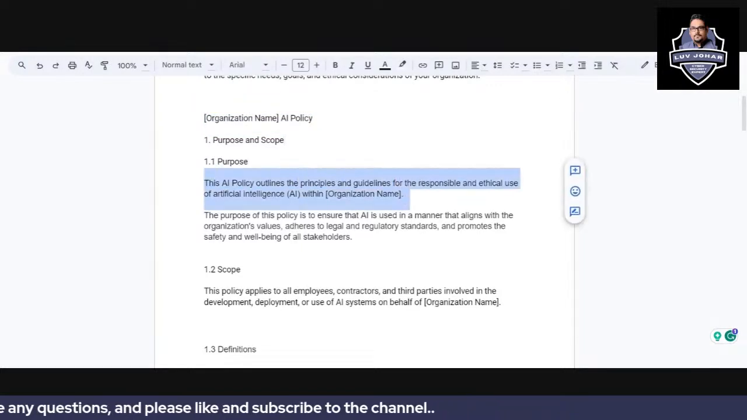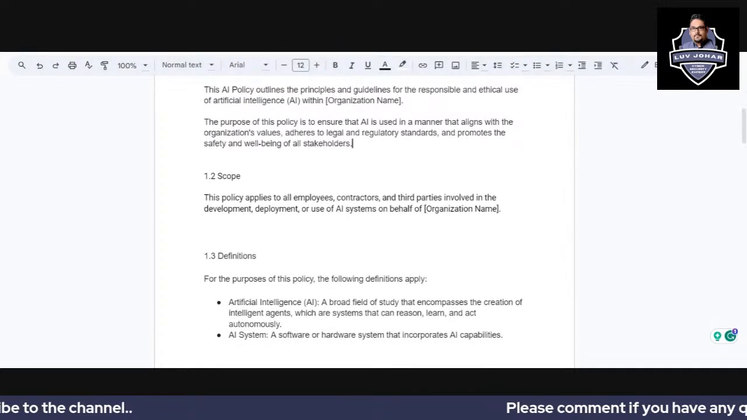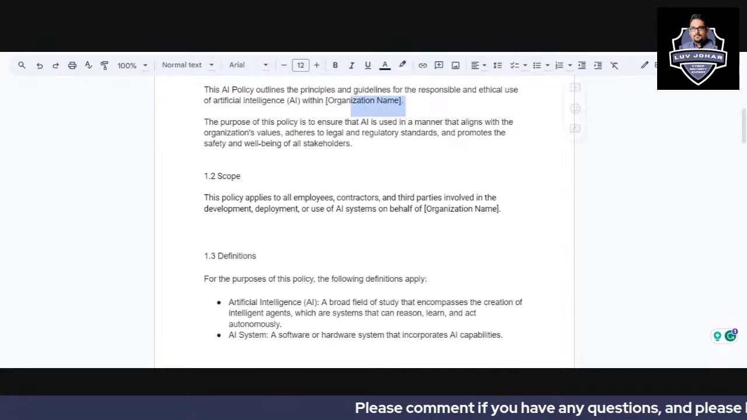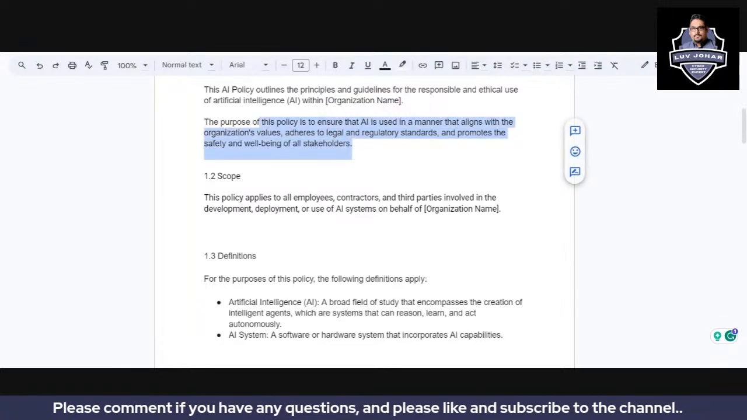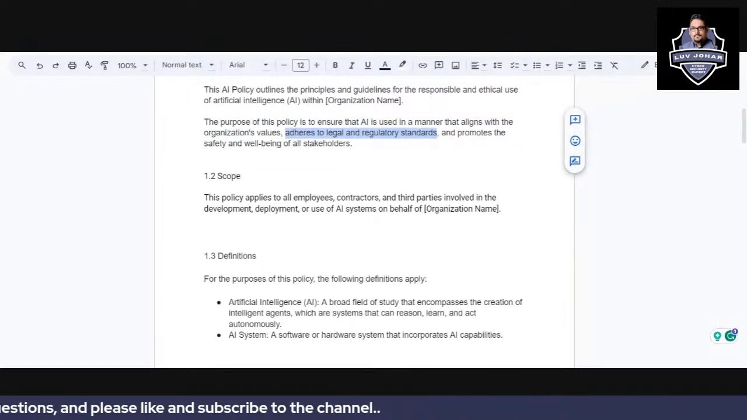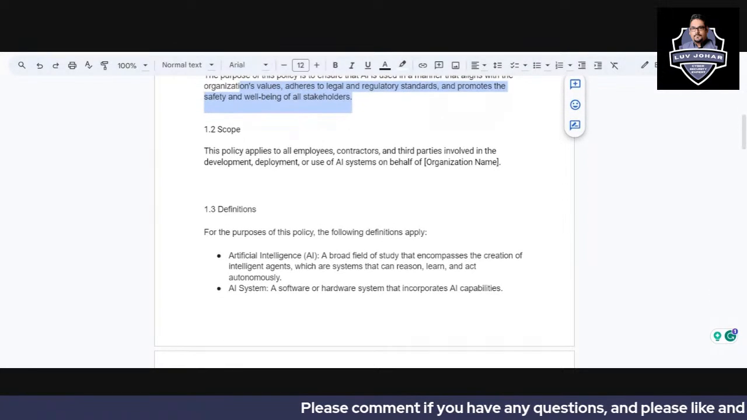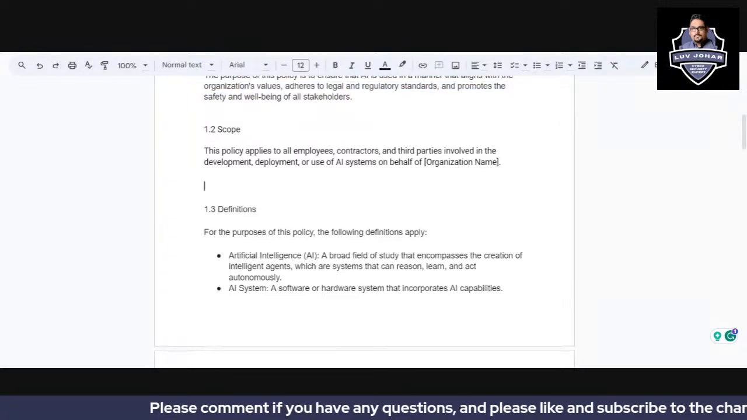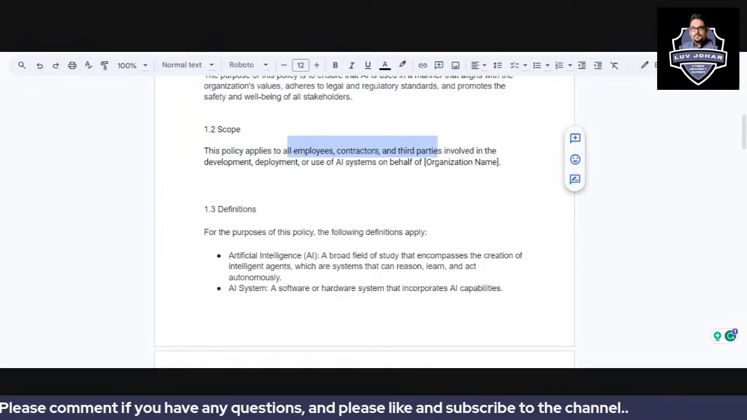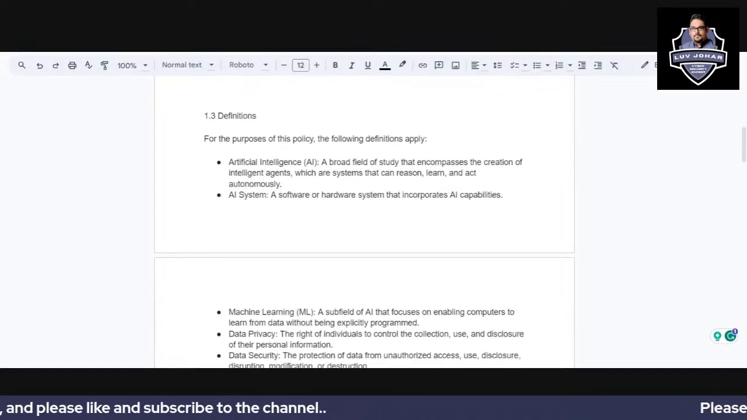So here, first of all, you put your organization name and AI policy, purpose and scope. The purpose here is very clear. Here you have to outline the principles and guidelines for the responsible and ethical use of artificial intelligence within your organization. The purpose is to ensure that AI is used in a manner that aligns with the organization's values, adheres to legal and regulatory standards applicable to your organization as per the jurisdiction, and promotes the safety and well-being of stakeholders. Scope will apply to employees, contractors, and third parties involved in the development, deployment, and use of the AI system on behalf of your organization.